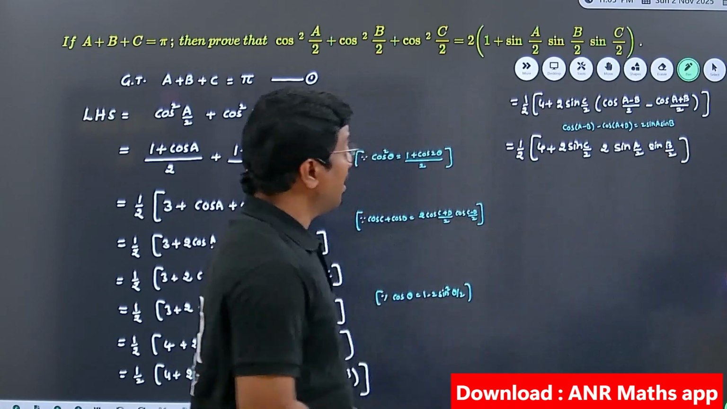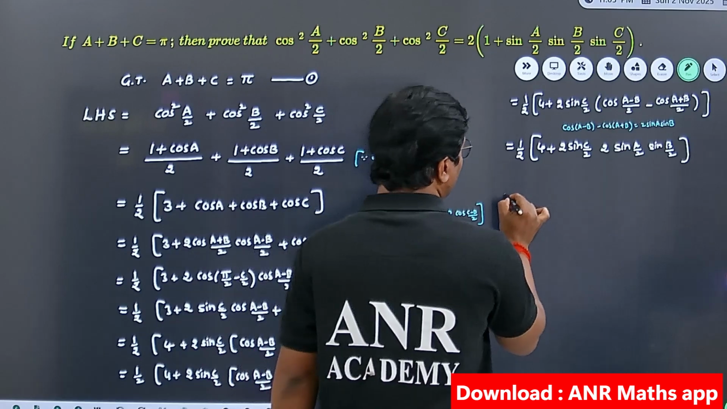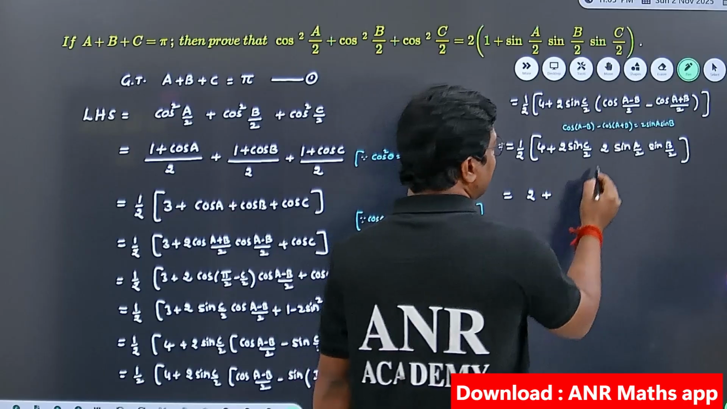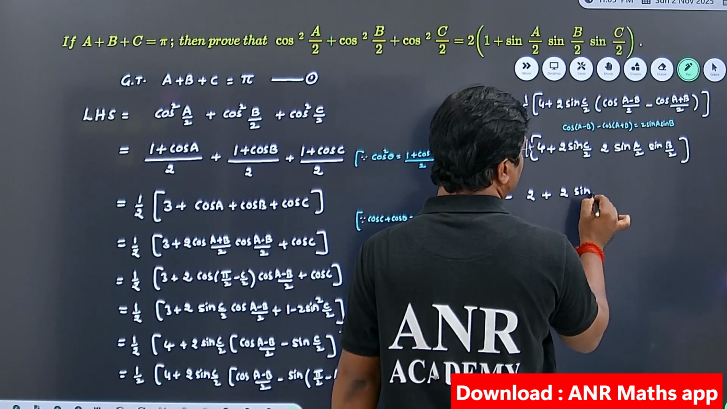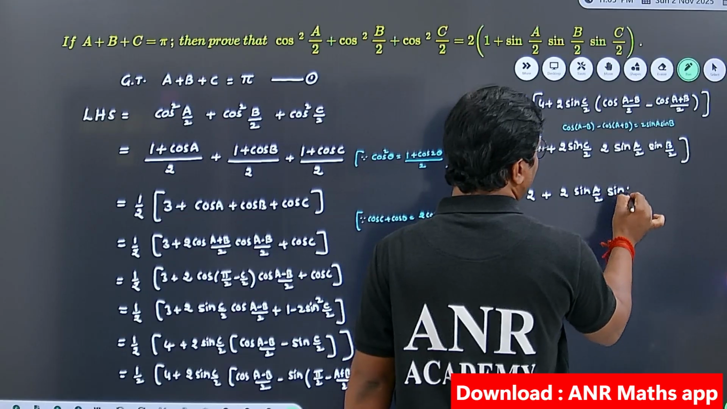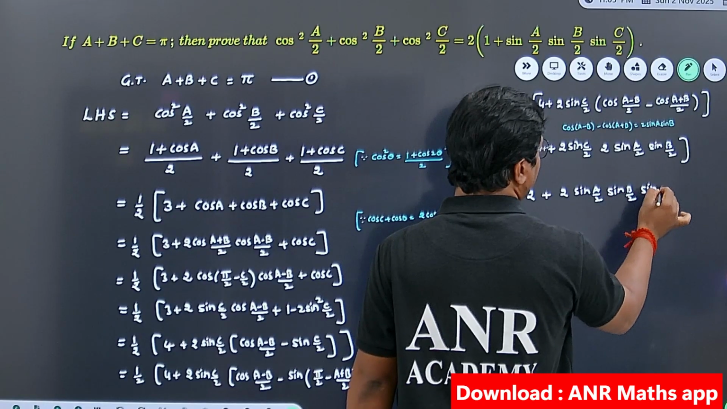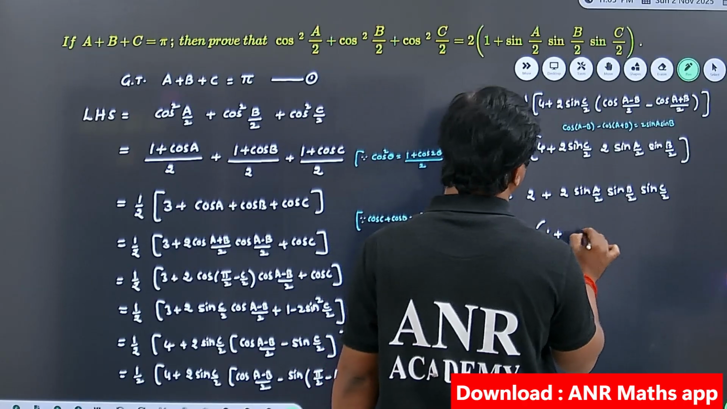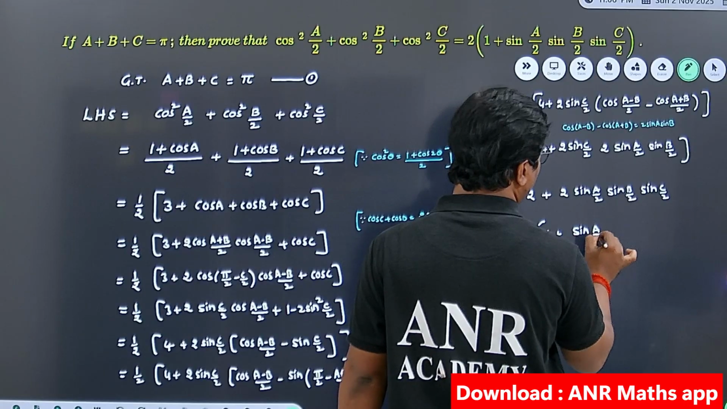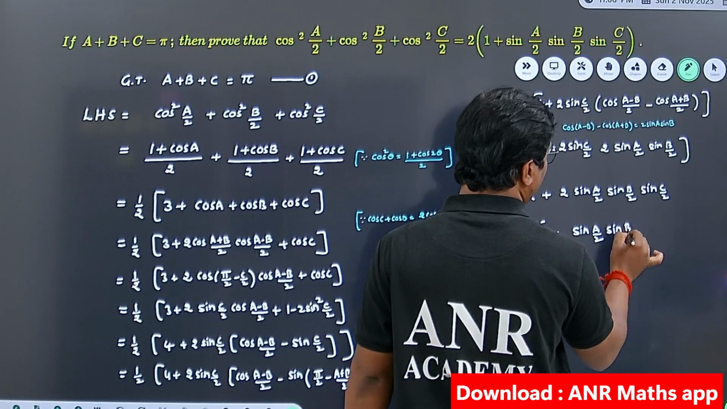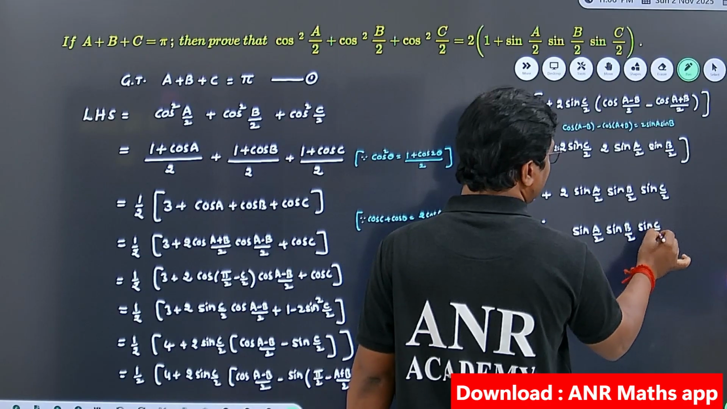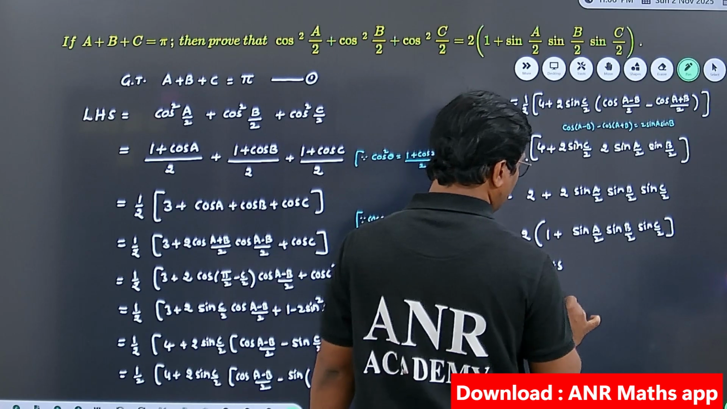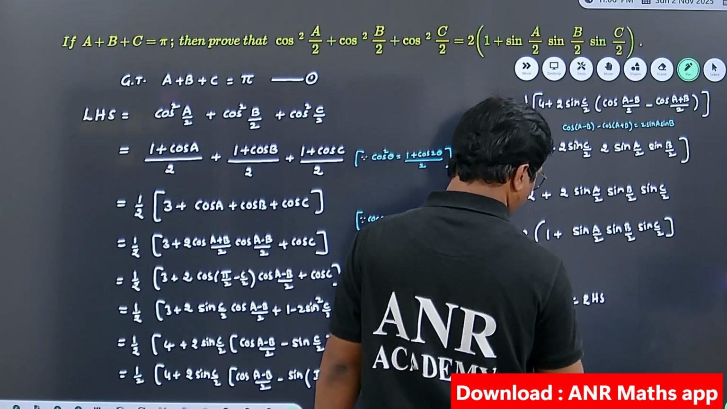That's all. Now clearly 4 by 2 is 2. Next plus, 1 by 2 gets cancelled, remaining 2 sin A by 2 sin B by 2 sin C by 2. You can take 2 common, inside we get 1 plus just sin A by 2 sin B by 2 and sin C by 2. This is your RHS part. Therefore LHS equals RHS, hence the result is proved.